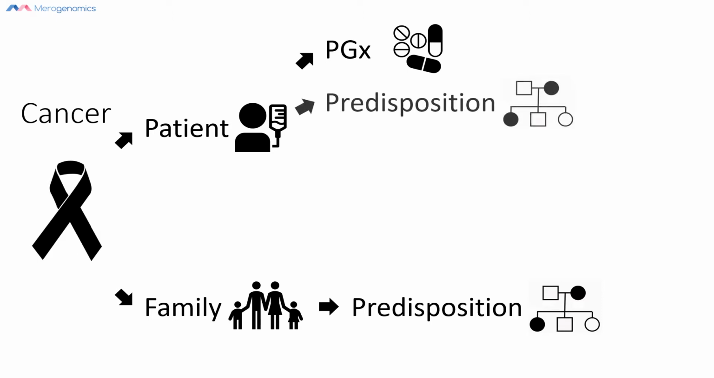The next test is also predisposition testing, and in this case it's not just to find out whether other family members related to you might be at the same risk as you, but this type of test can also inform the cancer patient on potential treatment options.